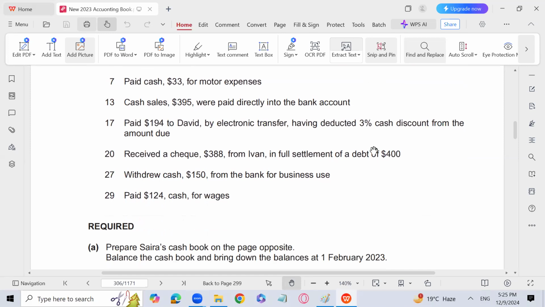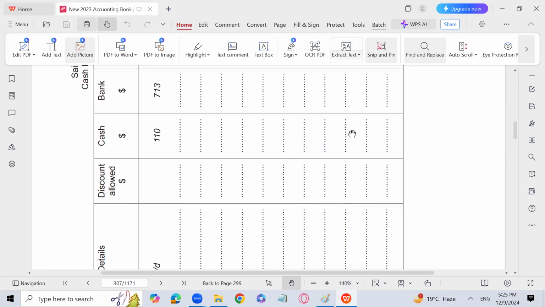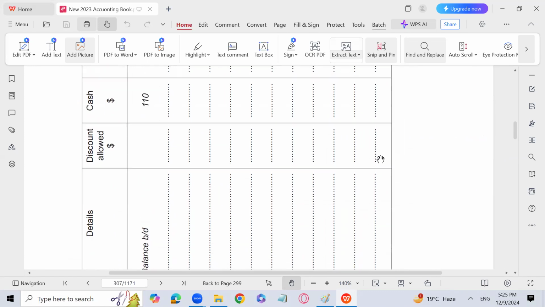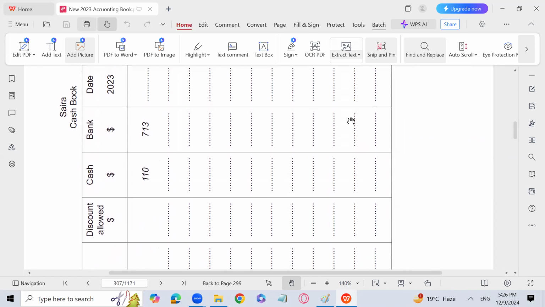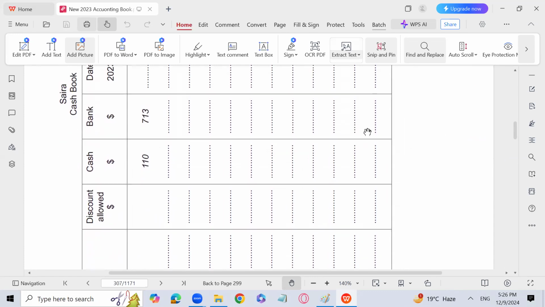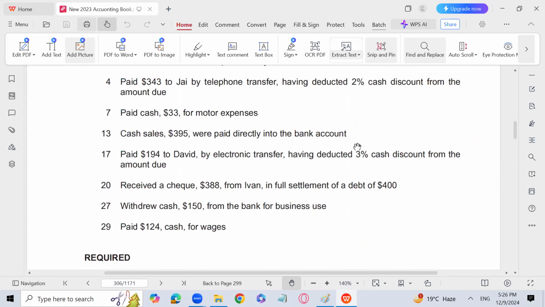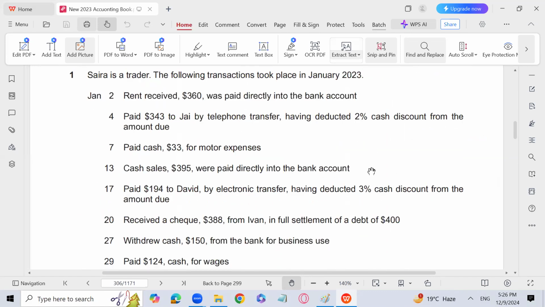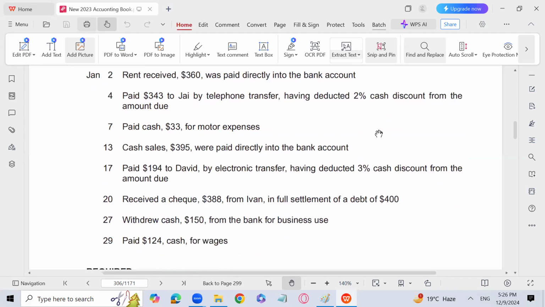So this is the question which we are going to solve. I think that the balance must have been given. Yes, it is already given. Brought down balances: 110 is for the cash, and for the bank is 713. Okay. So you will solve this question, but I will help you understand 1 or 2 points which are a little difficult in this question.